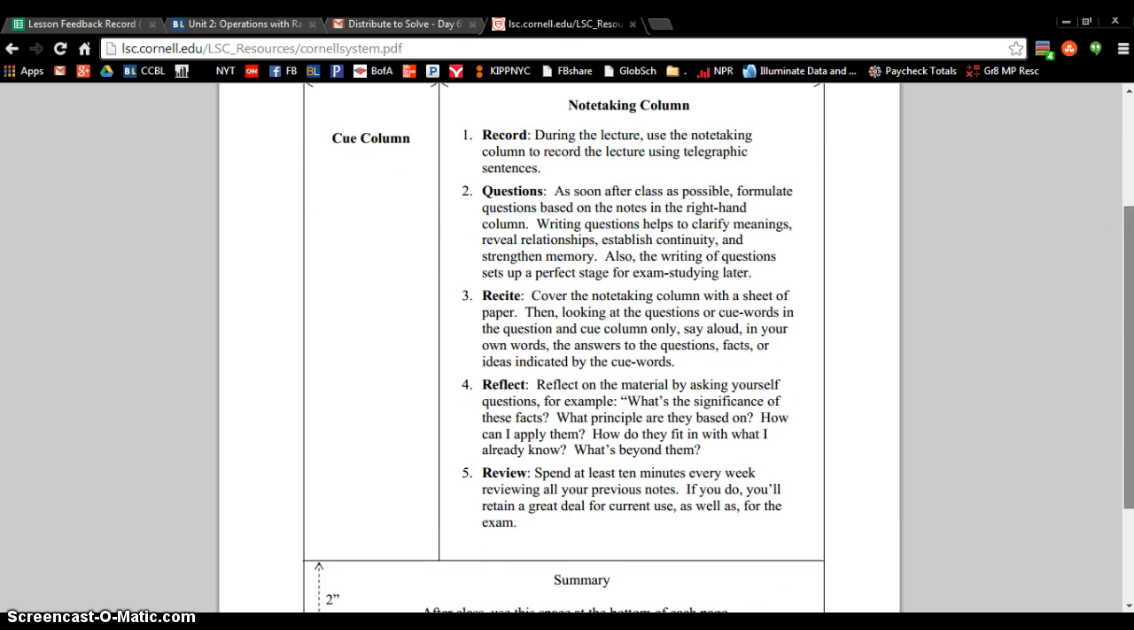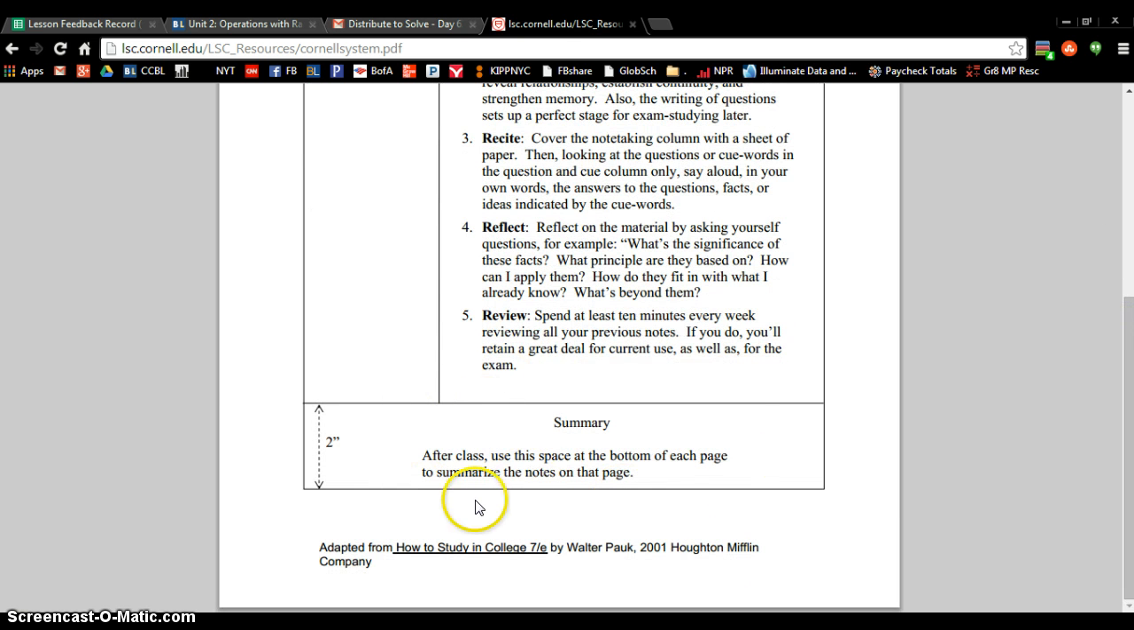I don't use the bottom section here very much, which is the summary reflection section at the bottom of the paper, but it is a great way to close a lesson and for students to ask questions.